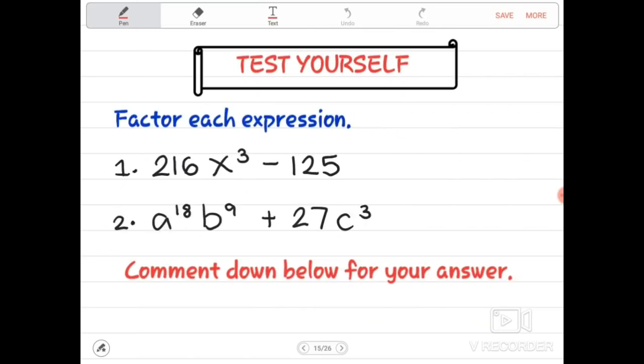So, test yourself. Factor each expression. Number 1, 216x cubed minus 125. Number 2, a raised to 18, b raised to 9 plus 27c cubed.